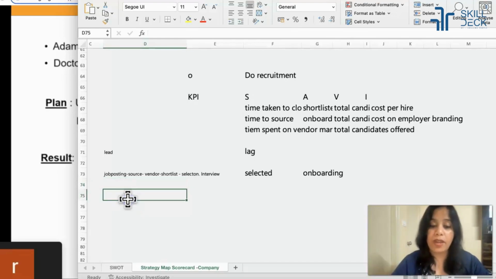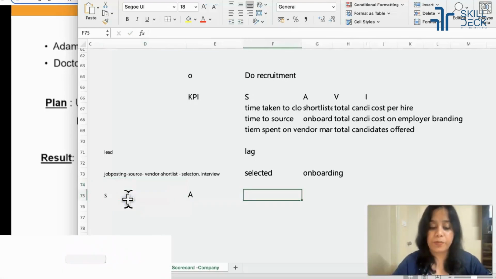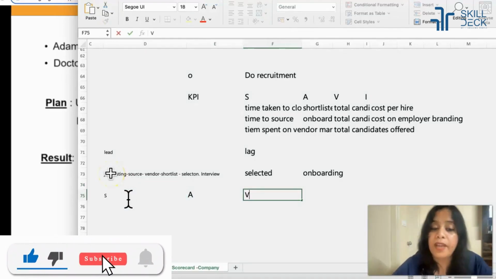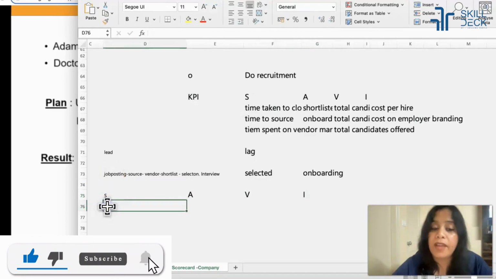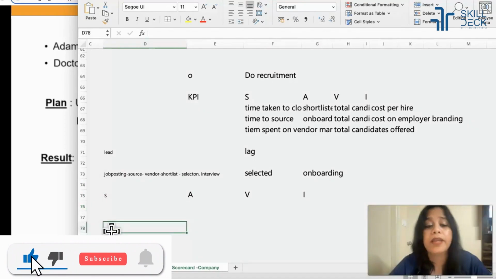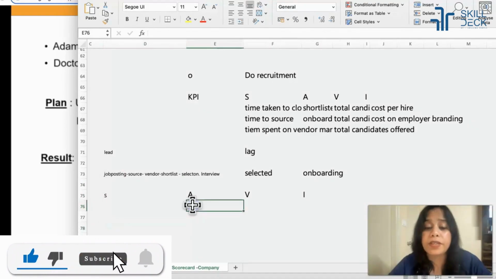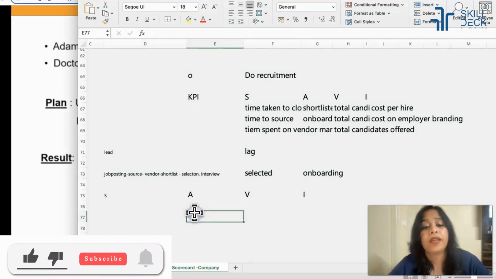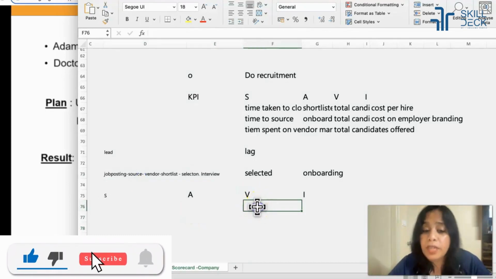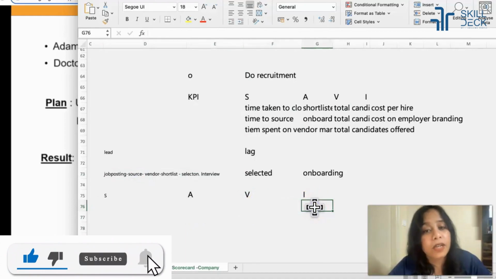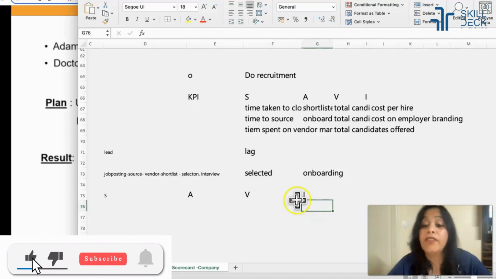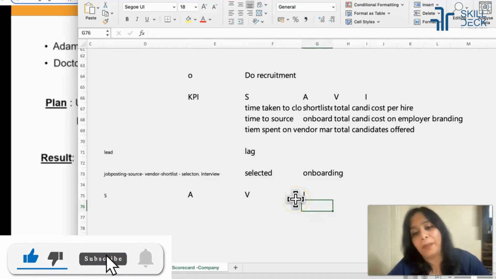So for lead also I have to write CV. So in the lead I have a job posting, that means time spent on job posting, time spent on vendor sourcing, time spent on vendor management, that all is lead KPI. Accuracy, sourcing, that's a lead KPI, correct? Total candidates sourced and cost per shortlisting or selection. The final selection cost is your lag KPI.